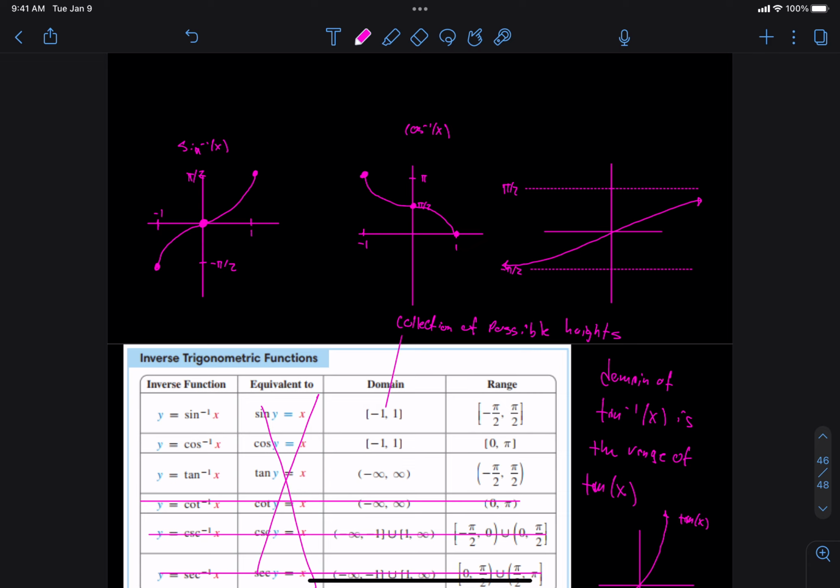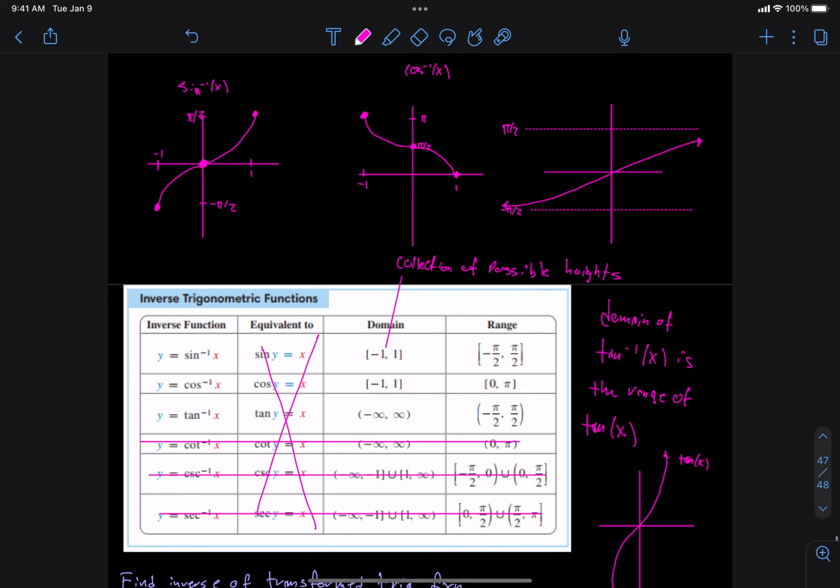Any questions on the graphs? We're not quite done yet, by the way. We still got 5 minutes, and I'm going to use it today because I need to. All right, so no questions on the graphs?